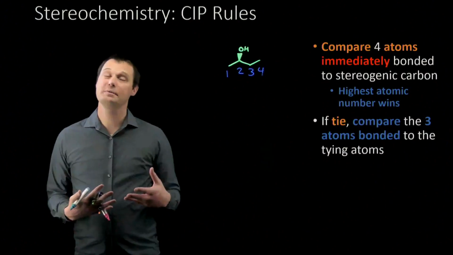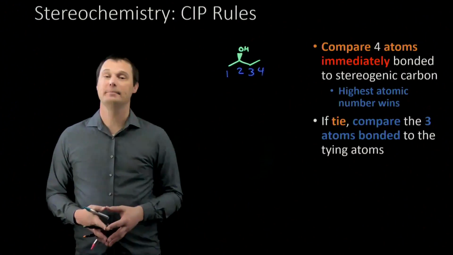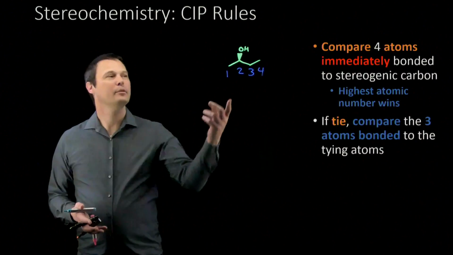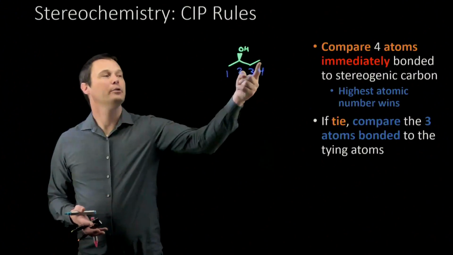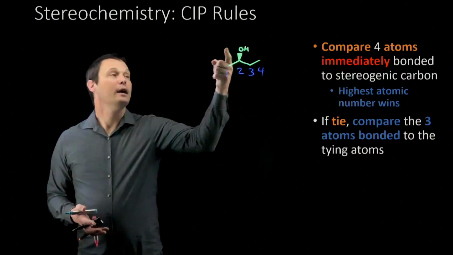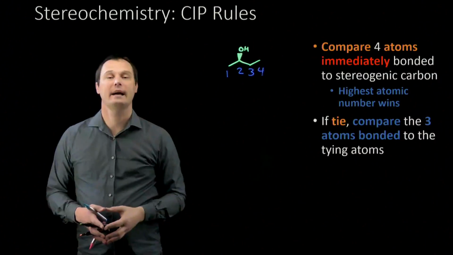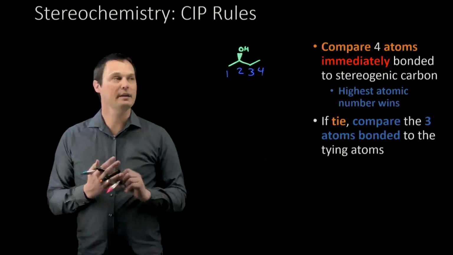To look at what happens when groups tie, let's go back to a fairly straightforward example. First, we need to find the stereocenters. Carbon number 2 is attached to the oxygen, carbon number 1, which is a 1-carbon chain, carbon number 3, which is a 2-carbon chain, so they are unique, and a hydrogen, which is also unique. So yes, this is attached to 4 unique groups. Carbon number 2 is a stereocenter.